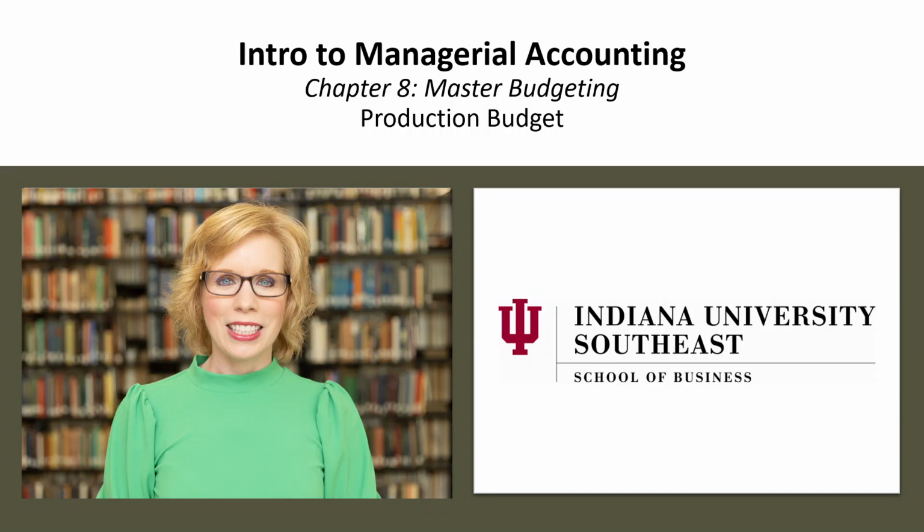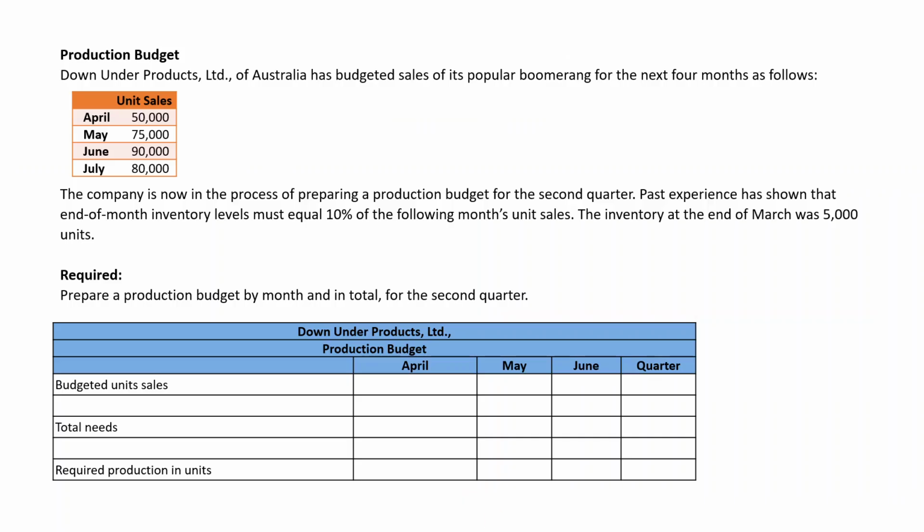In this video, I'm going to walk through a production budget as part of our master budget. Now that we budgeted our sales, if we're a manufacturer, we're going to look into what we need to produce. So sales budget would be first, and then production budget would be next. Ultimately, they're asking us to do the production budget for our second quarter and break it down by month.